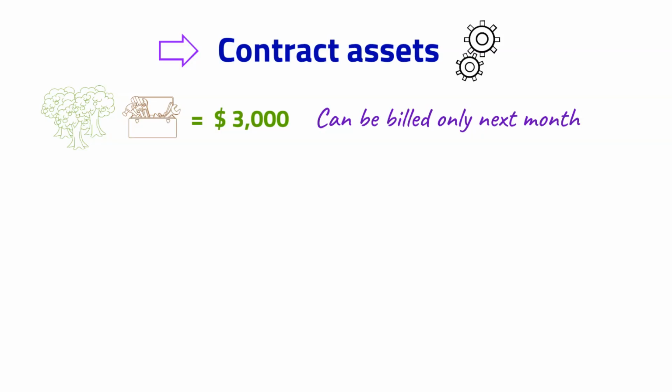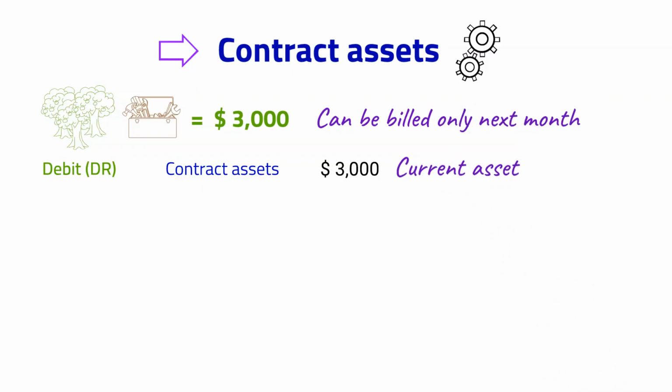Control passes over time based on milestones. We deserve the revenue and should recognize it, but instead of trade receivables, as we still have not sent a bill and the customer has not accepted the service, we recognize contract assets. Debit contract asset, other current assets 3000, credit service revenue 3000. This one in the P&L.